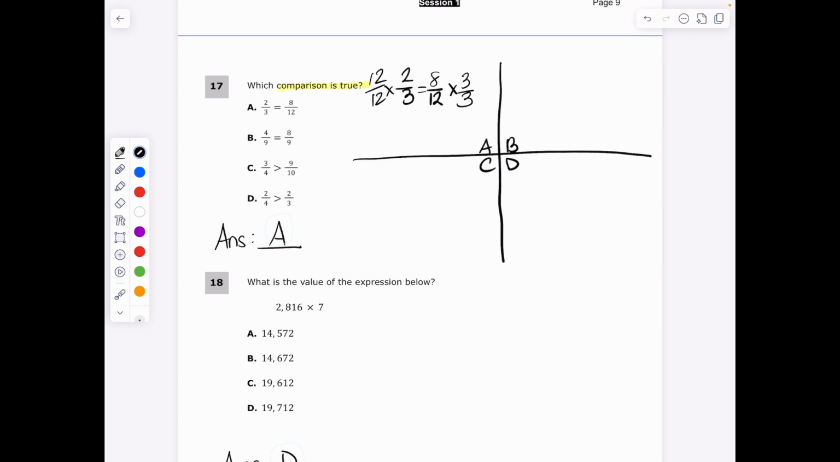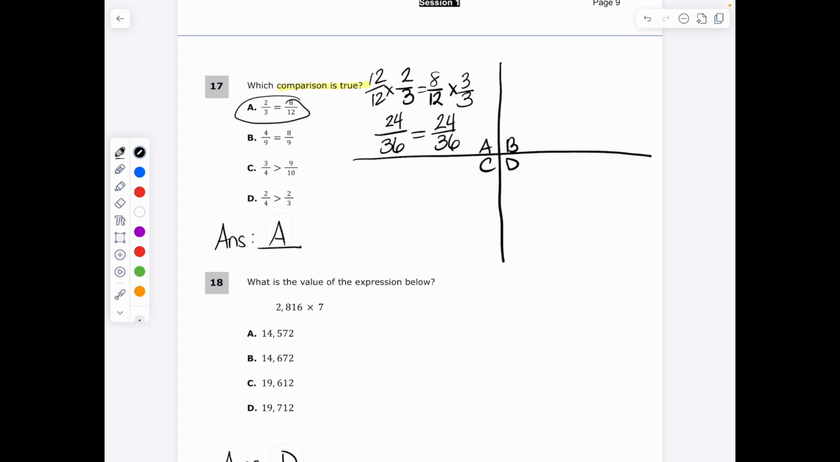So with the first fraction, 12 times 2 is 24 over 36. And the second fraction, 8 times 3 is 24 over 36. And now that they have the same denominator, I can compare them. And because my numerators are also the same, this is equal. So I love this method a lot. It's just one thing that can quickly show me whether or not my fractions are the same.